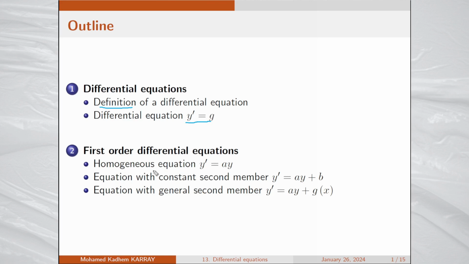Firstly, homogeneous equation in the form I present here, where a is a given constant and y is the unknown function. After that, we shall present equations with the constant second member in the form given here. So the constant second member is the constant b here. And finally, an equation with a general second member, which is some function g I denote here. And the equation is in the form y prime equals some constant multiplied by the unknown function y plus some function g.